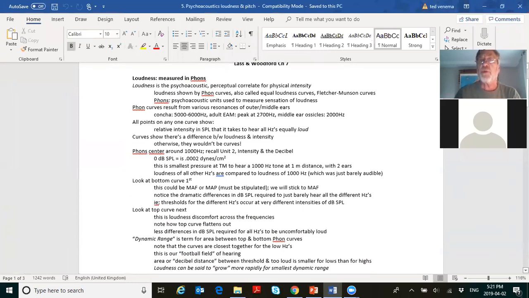Loudness is the perception of intensity, okay? Pitch is the perception of frequency. Loudness is the psychological counterpart to intensity. The scientist adjusts the intensity in dB SPL, and the artsy person says, oh, how loud was that? Okay, so loudness is the perception of intensity. Pitch is the perception of frequency.